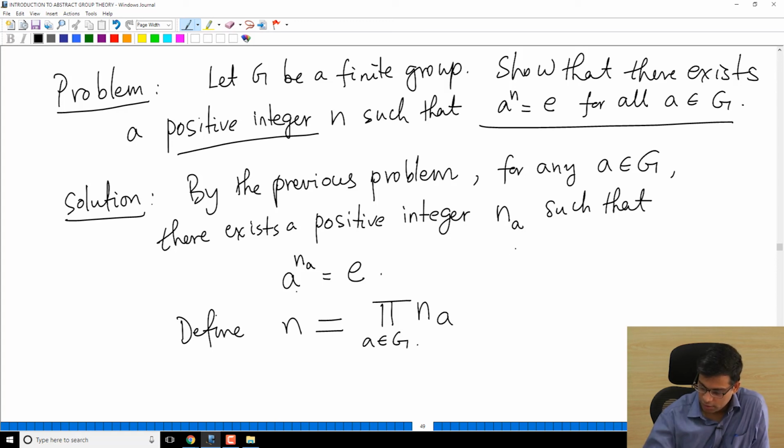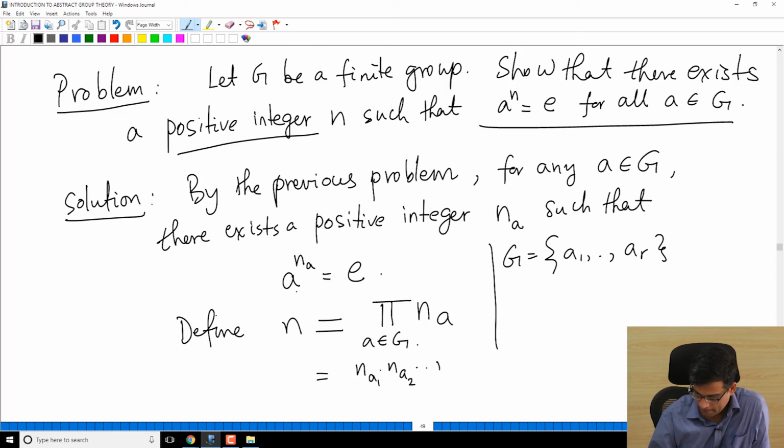So, if G is a 1 up to a r, a finite group, then I am defining n to be n a 1, n a 2, up to n a r. For every element of the group there is an associated positive integer, and I am taking the product of those positive integers. Now, I claim that this n will have the required property.